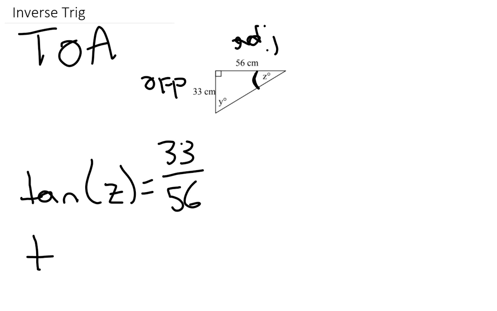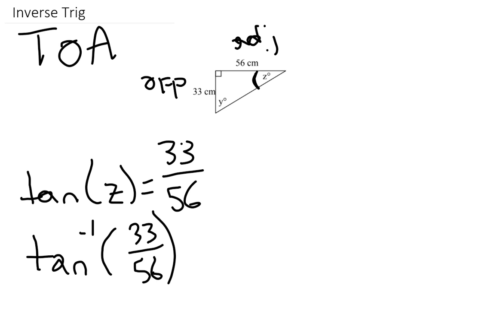And now most calculators will have the inverse button represented like this. It'll say tangent of -1. And if we want to solve this, all we have to do is put our relationship inside of the inverse side there. So we've got our tangent of -1 of 33 over 56. Now, of course, you could do the same exact thing there. We plug that in, and you're going to get that.